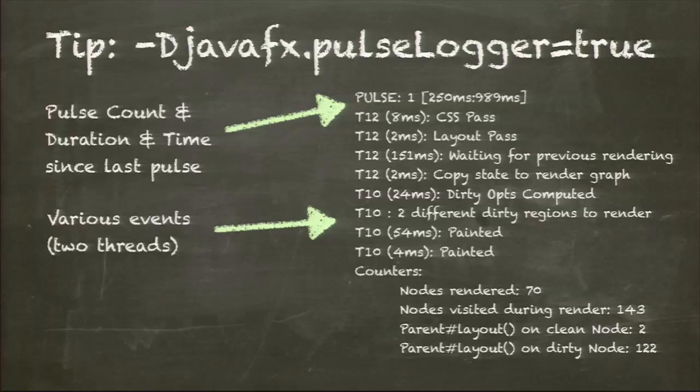So the dirty ops is the thing that discovers what's changed so that I only have to draw the little portion that's changed. A lot of time there, so that would be something that would be worth looking into or filing a bug if you could make it reproducible.